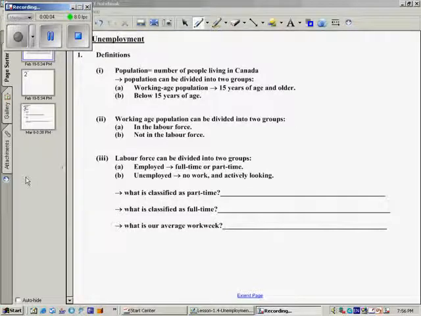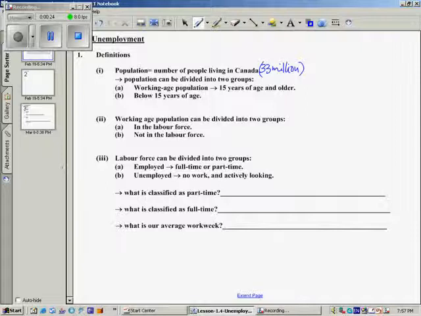Lesson 1.4 Unemployment. How do we measure unemployment in Canada? Let us begin with some definitions. Population is simply defined as the number of people living in Canada. Currently, we have around 33 million people living in Canada.